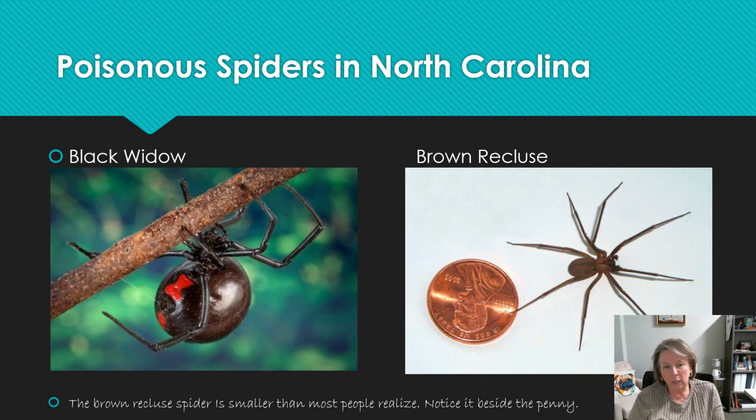But the black widow has the really big belly. I called it belly, it's not really that, but on the other side of it, you have the red hourglass. So that's where she gets her name. She is the female in that world. She kills her males.